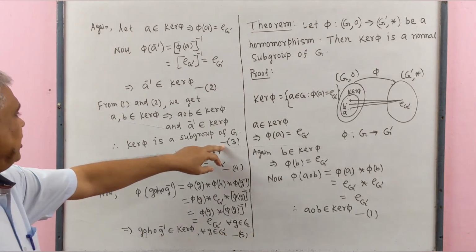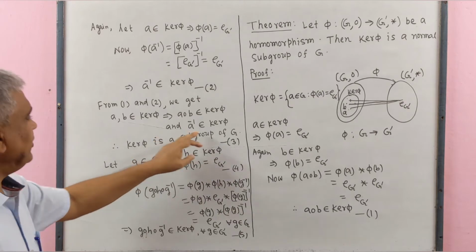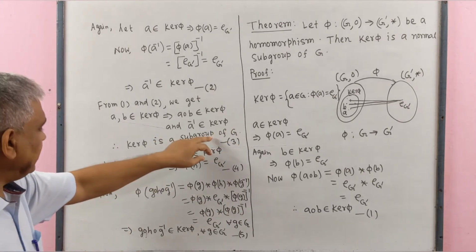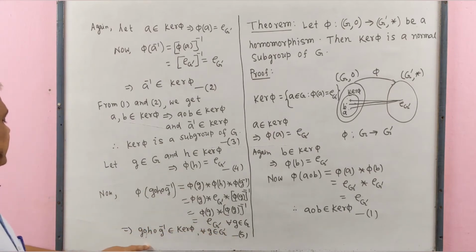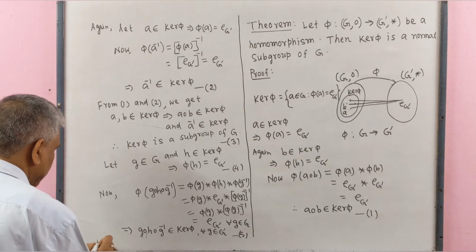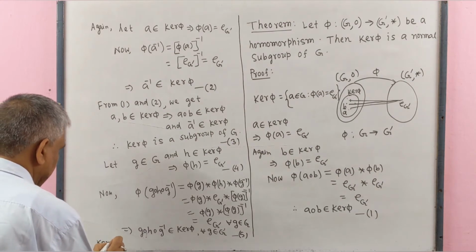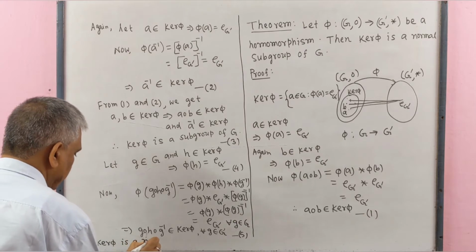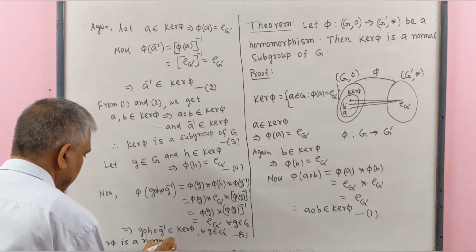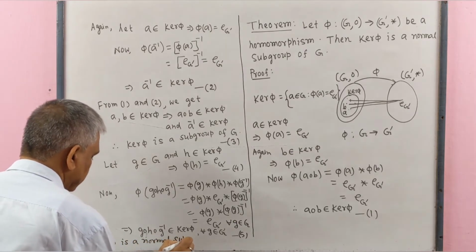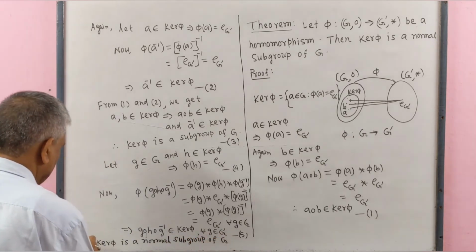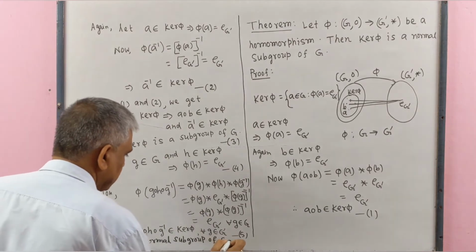From the theory, we get that ker phi is a subgroup of G. Then from the theory and 5, we get that ker phi is a normal subgroup of G. Proved.